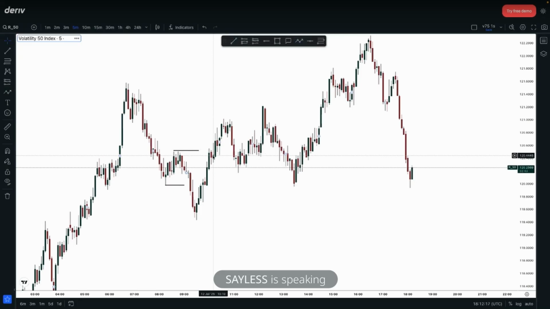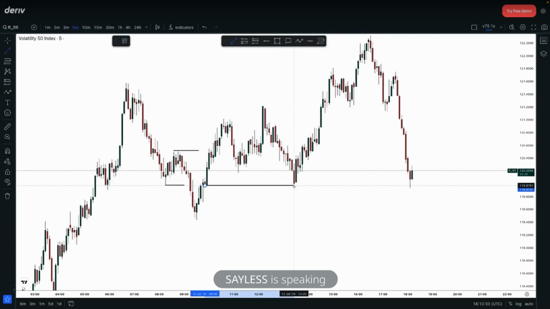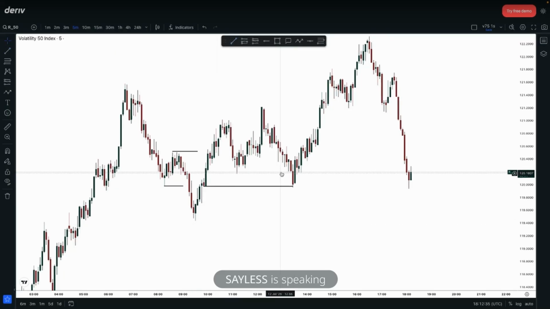So it was because this one broke to the upside that you call it change of character. And after a change of character, what do you expect? You expect a retracement into a discount area. And what is a discount area? Any area below liquidity, right? So that is what had happened here.